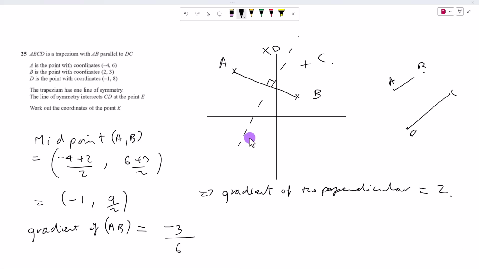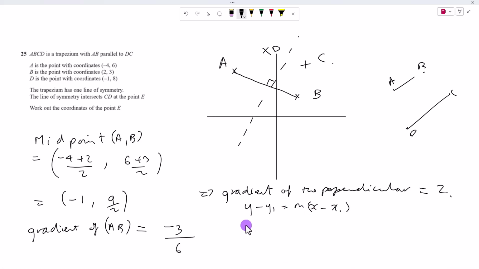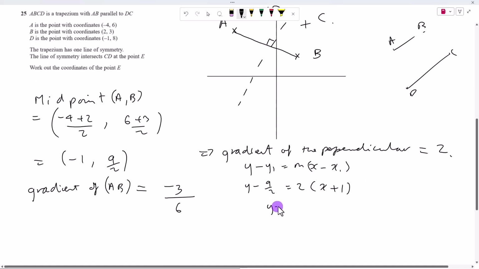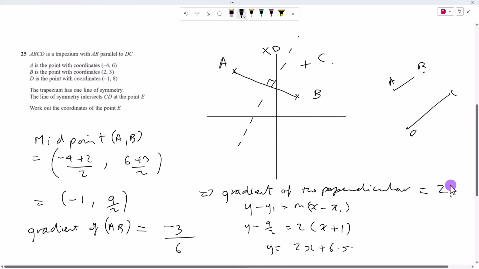Carrying on, we know that the equation of this line is going to be using the method of y minus y1 equals m(x minus x1). We find the equation of this line is going to be y minus 9 over 2 equals gradient 2 times x minus 1, which is plus 1. So we're going to get y will equal 2x plus 2. Then I'm going to add another 4.5 here. So plus 2 plus 4.5 gives 6.5, and I get that equation there. I'm just going to scroll up slightly.